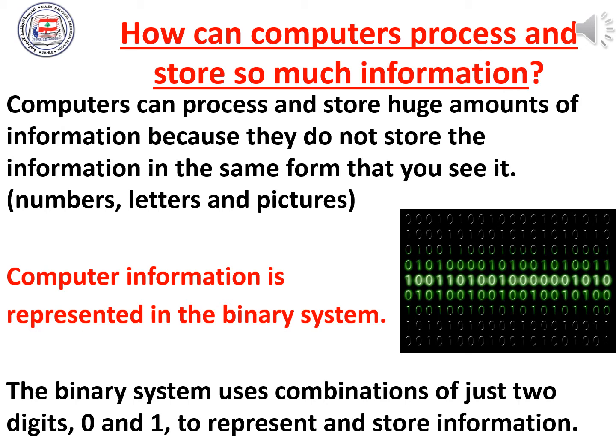And what is the binary system? The binary system is a system that uses combinations of just two digits, 0 and 1, to represent and store information. So the computer doesn't store the information in the form that we see it, letters and pictures and numbers. It stores the information using only two digits, 0 and 1.